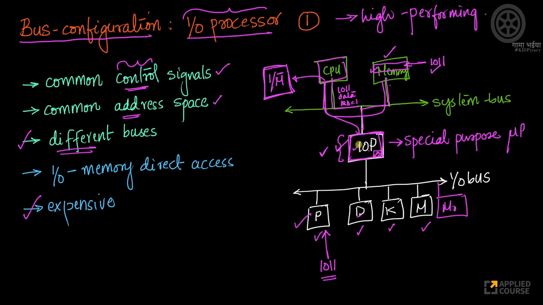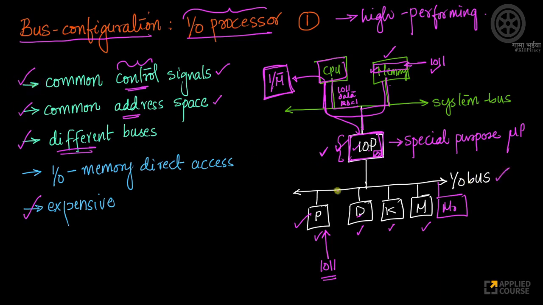The moment you have your IO processor active, memory is inactive. When memory is active, IO processor is inactive. That sort of setup is done between CPU, IO processor and memory. So you have common control signals, you have common address space, right? But you have different buses.